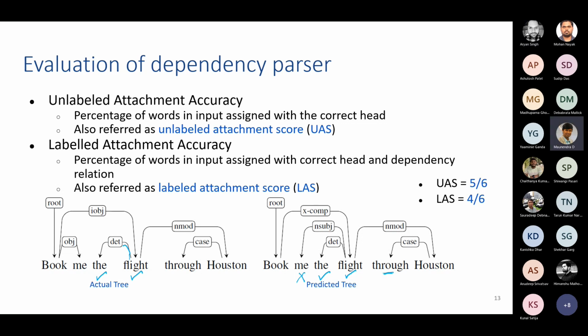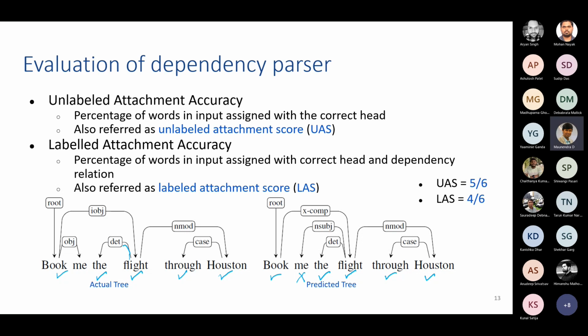For "through", the head word is Houston. Left hand side also, for "through", it's Houston. So this is correct. Then for Houston, sorry, for "through", there is no head word. Yeah, for Houston, there is Houston to "through", so the head word is "through". I think here also it was the same. And "book" anyways is assigned to null.